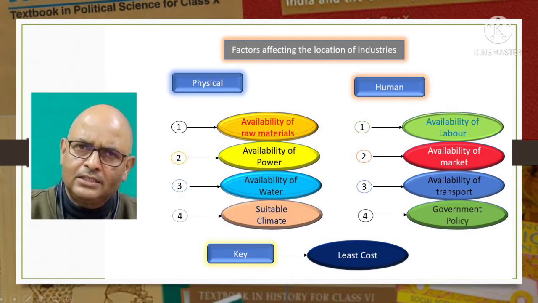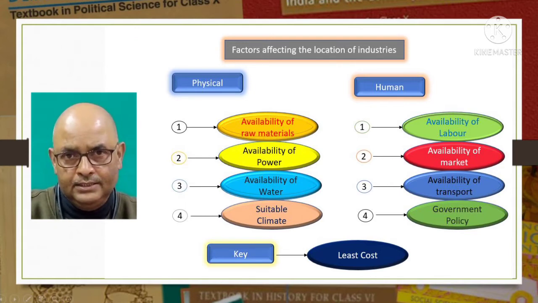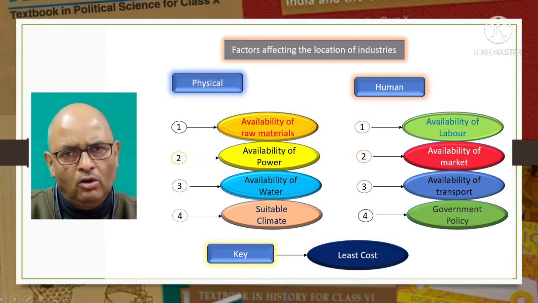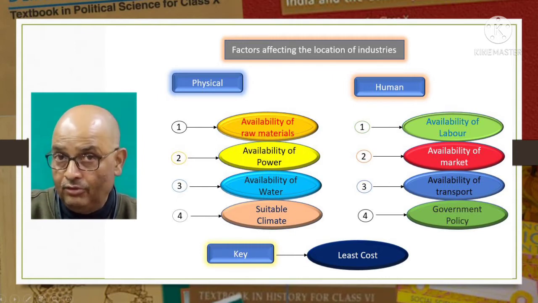So these are the factors for the location of an industry. Students, it is rarely possible to find all these factors available at one place. So the choice of an industry location requires judicious balancing of all the factors affecting location. But the key to decision is always the least cost.